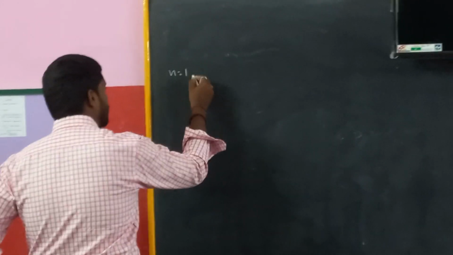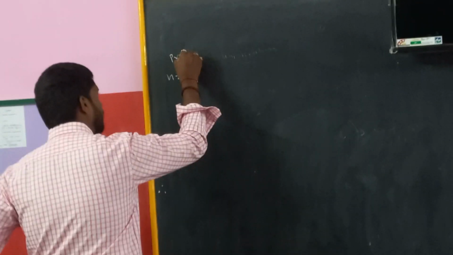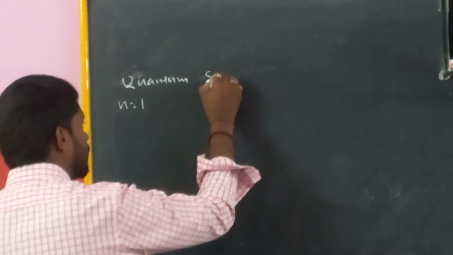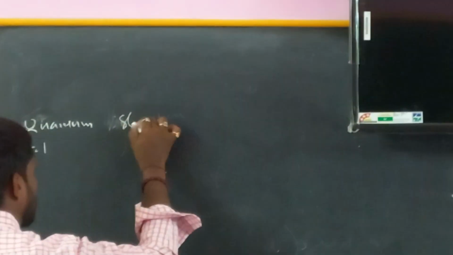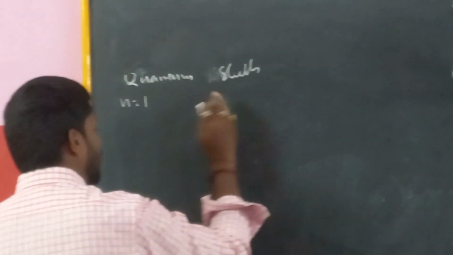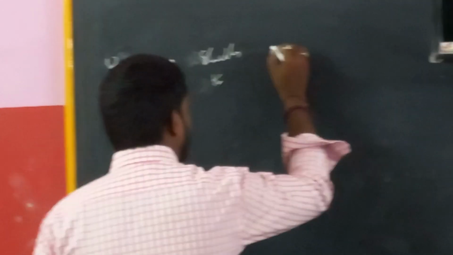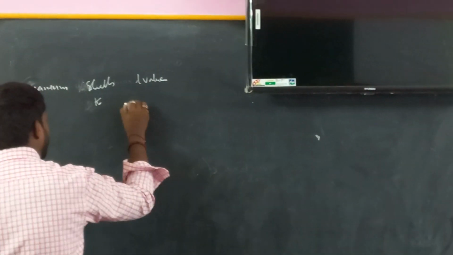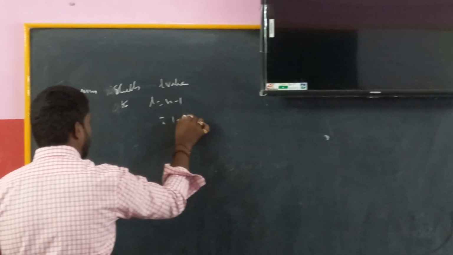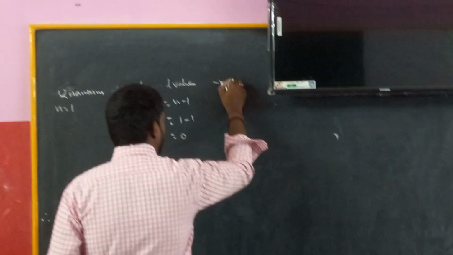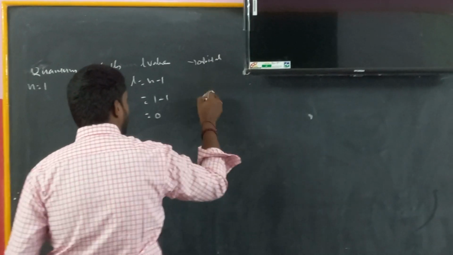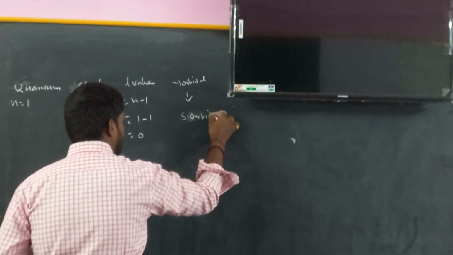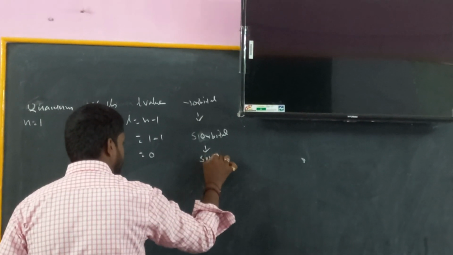If n is equal to 1, this is about the quantum number values. Shells: if n is equal to 1, we know that it belongs to the K shell. Then the l value will be l is equal to n minus 1, so 1 minus 1, it is 0. Then which orbital is it going to occupy? It is going to occupy the s orbital. The shape of the s orbital is spherical.